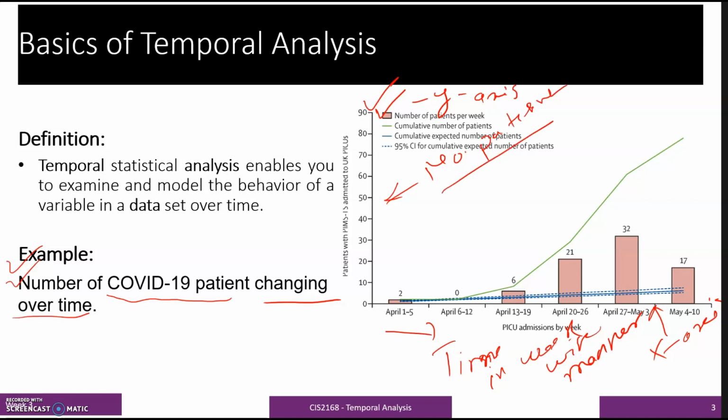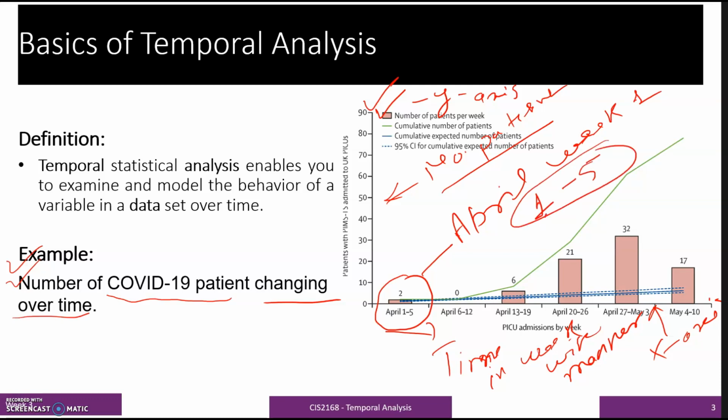So here we can see that this graph presents the statistics starting from April first week, that is April week 1, starting from day number 1 to day number 5. Then the next 6 to 12, then 13 to 19, then 20 to 26, and then 27 to 3rd May, and then May 4th to May 10th.